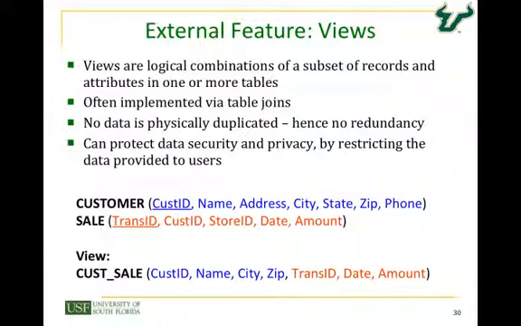It's a good way to implement some data security because it restricts certain data to users. So I have users that need to see some information from the customer and sales table, but they don't need to see everything. So you can see in the sales table there's transaction ID, customer ID, store ID, date, and amount. But in the view, it's at the front, the primary key there, and I also have date and amount. So I don't have the store ID. Maybe they don't need to see that.